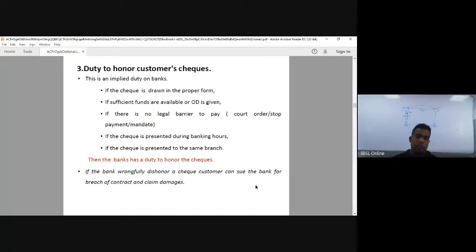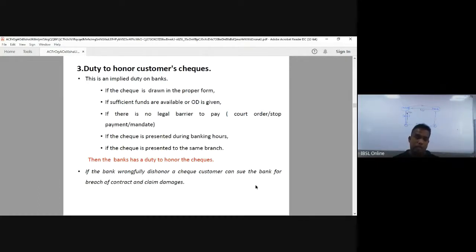If all five conditions are fulfilled and the bank, whatever the reason, doesn't pay the check and dishonors it, what is the situation? Then it is a breach of duty, a breach of the banker customer relationship. Under a situation like that, the customer can sue the bank and ask for damages. So remember, if the five conditions are fulfilled, then it is a duty.